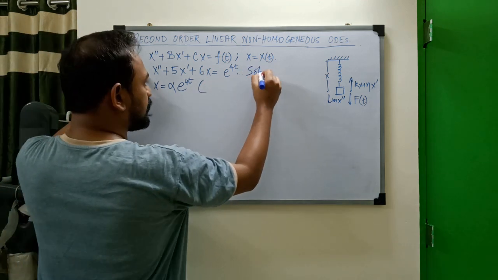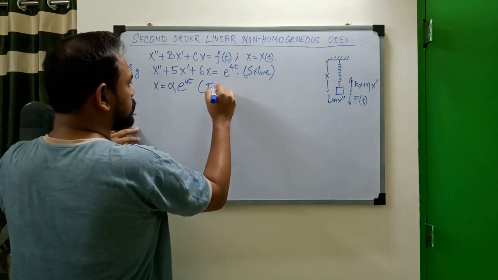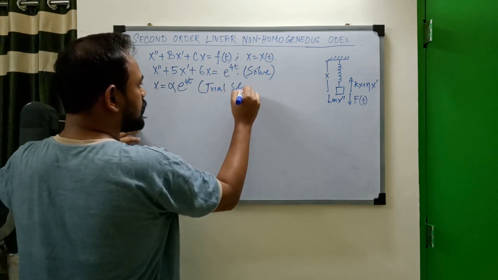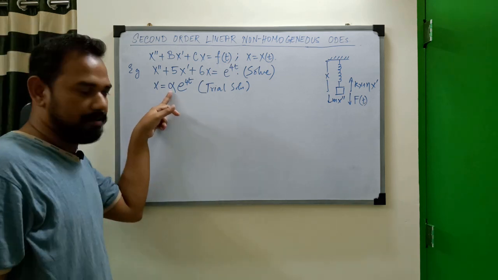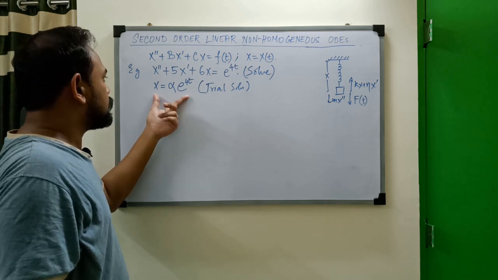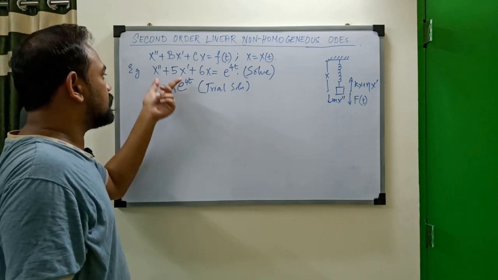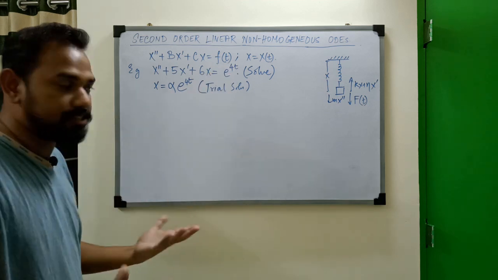So we're solving this right now. We're solving this differential equation. So this, as I said, would be a trial solution. Still a trial solution because I don't know alpha. If I knew alpha exactly, so that this would fit this equation, then it would no longer be a trial solution, it would be the solution.